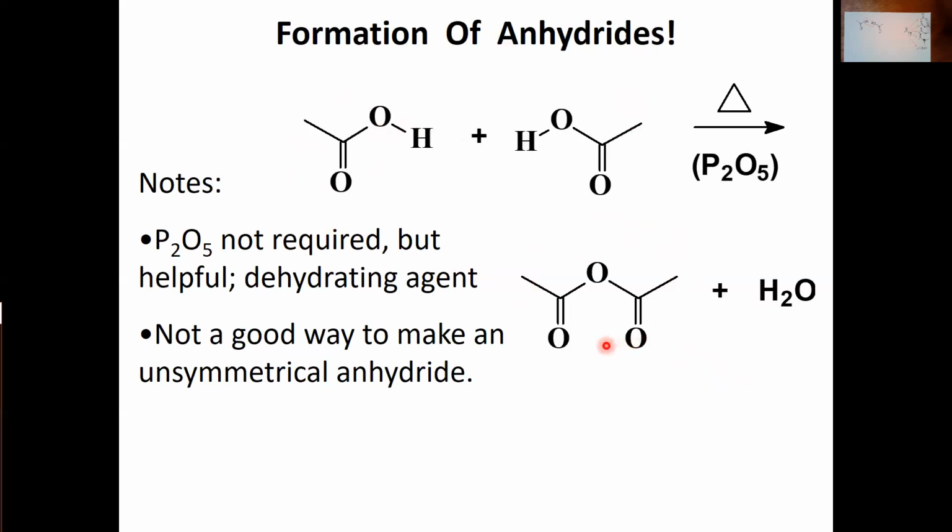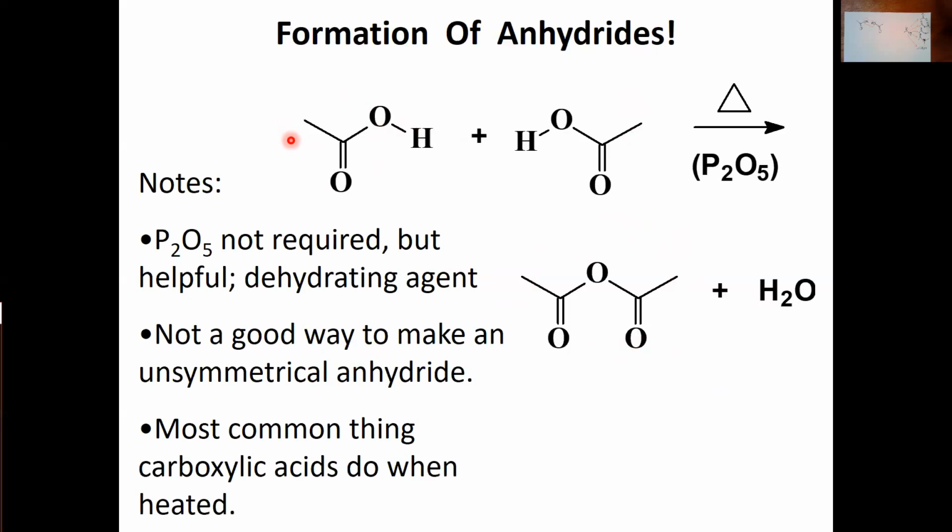Well, this is a symmetric anhydride. But if you wanted to make an unsymmetric anhydride, things get complicated. You can't really use this method to do that dependably. So we will see a lot of reactions that have a lot of reagents, and keeping track of all those little reagents is difficult. But the most common thing that carboxylic acids do when you heat them is dehydrate to form an anhydride. And so the lack of reagents there sometimes freaks out students. Don't let it freak you out. Heating a carboxylic acid typically turns it into an anhydride.